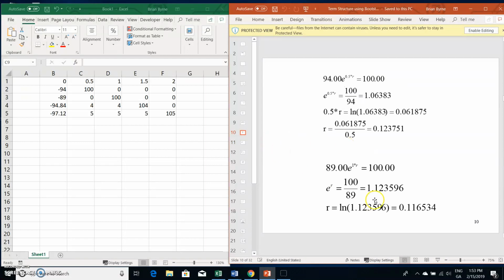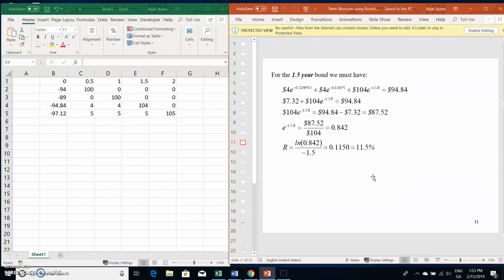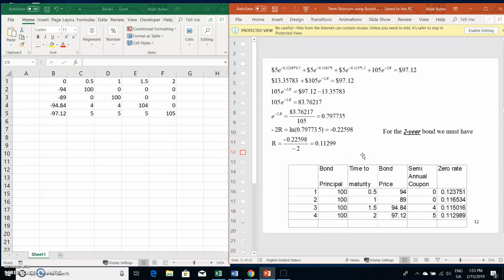To get the 6 month estimation, this was the workings. To get the 12 month zero coupon yield, this was how we made the estimation. For the 18 month zero coupon yield, and remember, the zero coupon yield is being used to estimate the term structure of interest rates or the yield curve. Likewise, for the 2 year or the 24 month zero coupon yield, quite a few estimations have to be done.